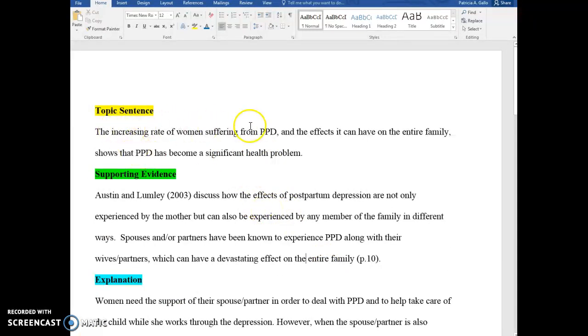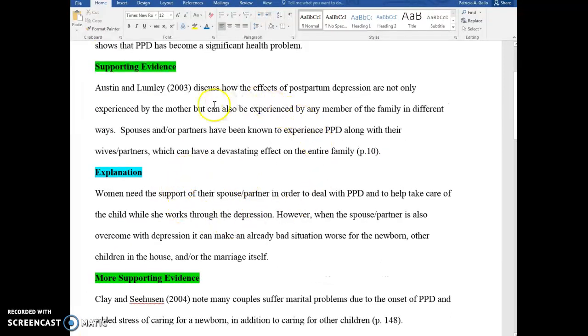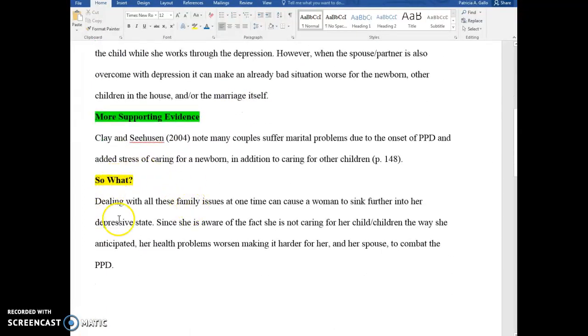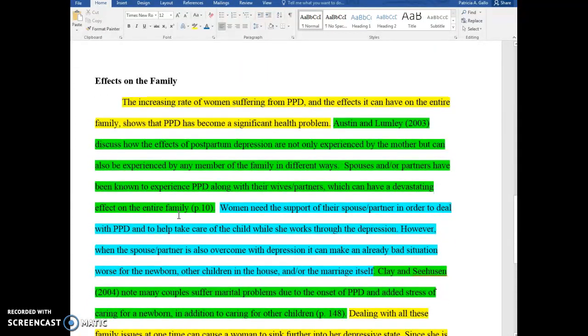So she starts with the topic sentence in her own words, goes to her sources to find evidence to support that, explains the supporting evidence, gives a bit more supporting evidence, and then explains it again with the so what that ends her paragraph.